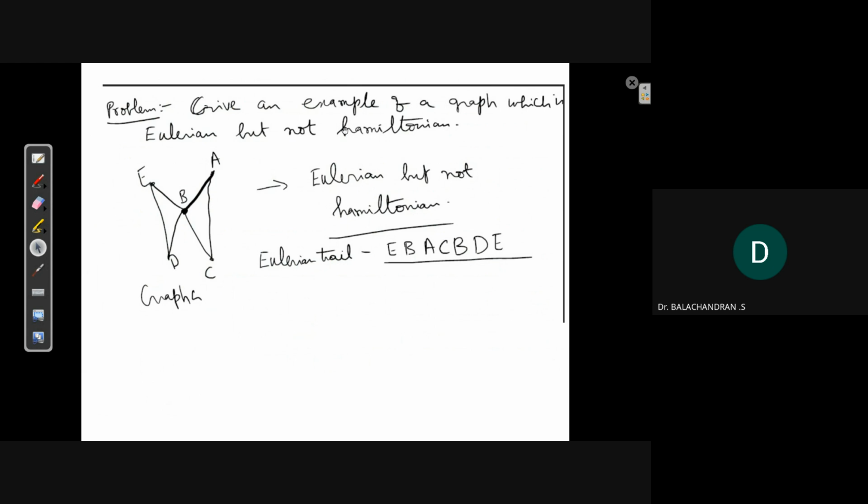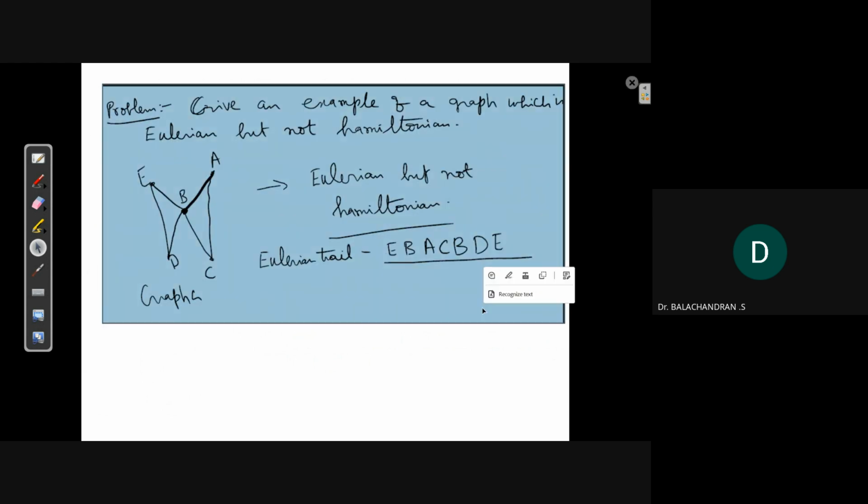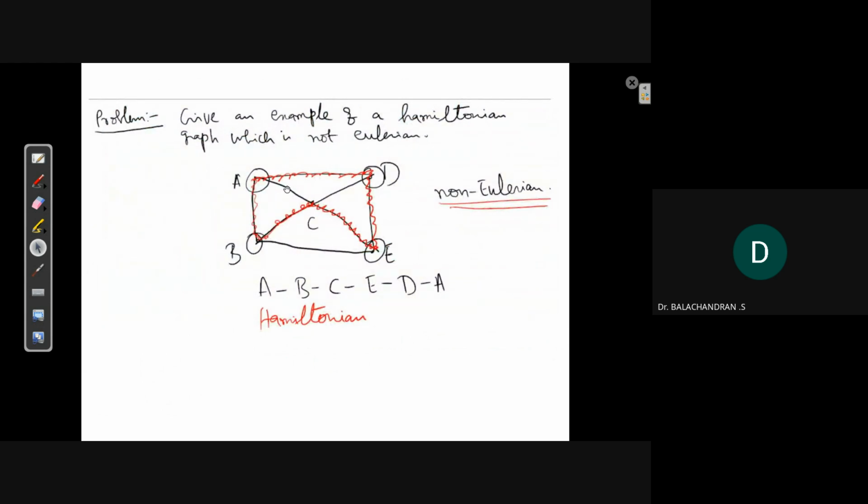Okay. This is an example we already discussed. So this is an example of a Hamiltonian graph which is not Eulerian. Why is it Hamiltonian? A to B, B to C, C to E, E to D, D to A. So it goes through all the vertices exactly once. And hence it is Hamiltonian, but it is not Eulerian.